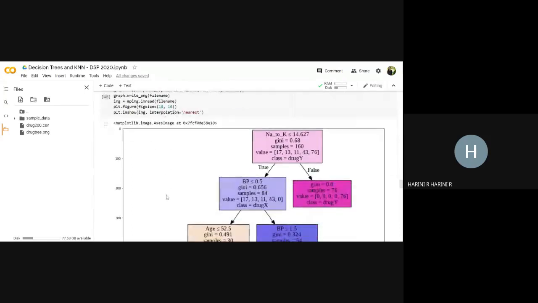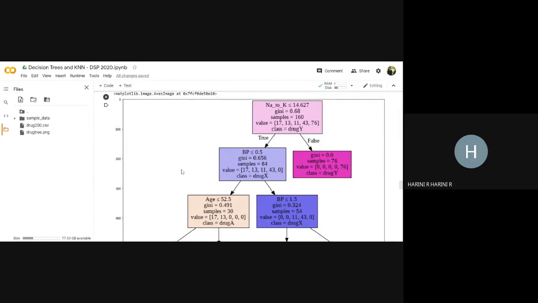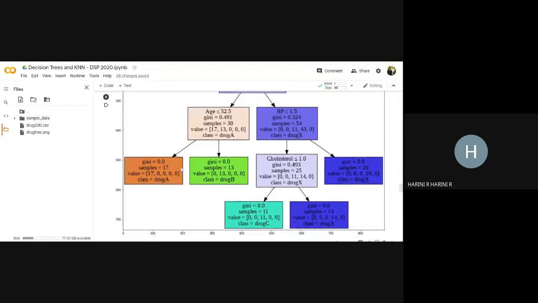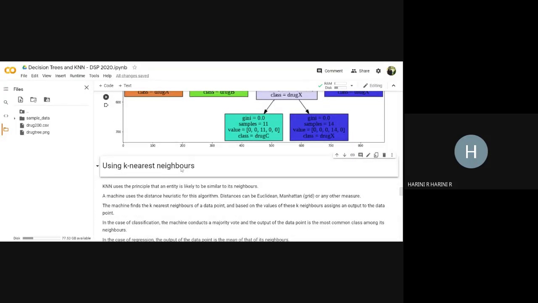By the way, this piece of code will also save this decision tree visualization into a .png file as an image file. So you can always use that later for your reference. Okay, so I guess we can proceed to the k nearest neighbors algorithm.